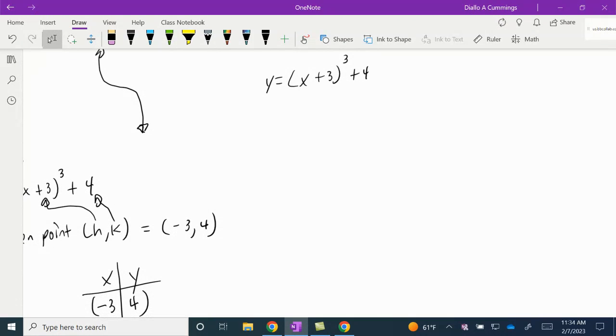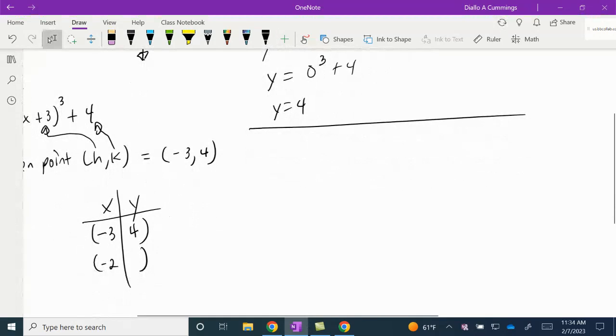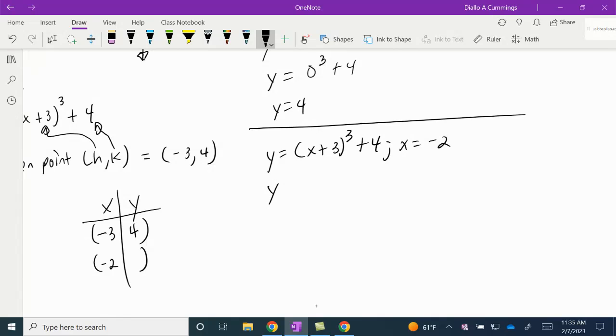So we have our function y is equal to the quantity x plus 3 cubed plus 4. We're going to substitute x for negative 3. Wherever we see an x in our function, we substitute negative 3. So when x is negative 3, y is equal to 4. I'm also going to substitute in negative 2. Here again, wherever we see an x, we're going to substitute negative 2.